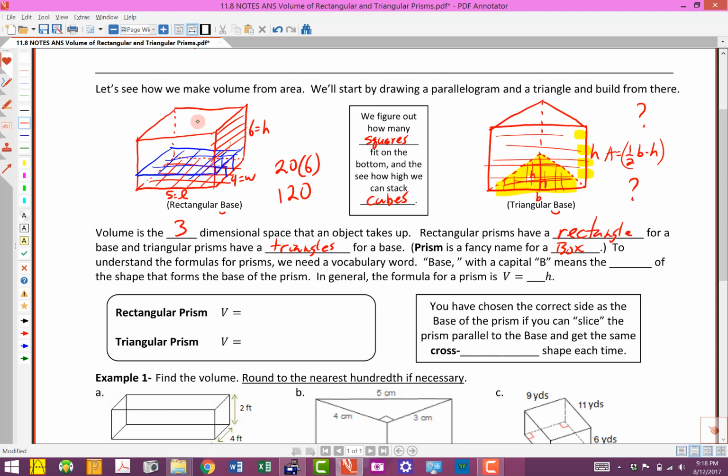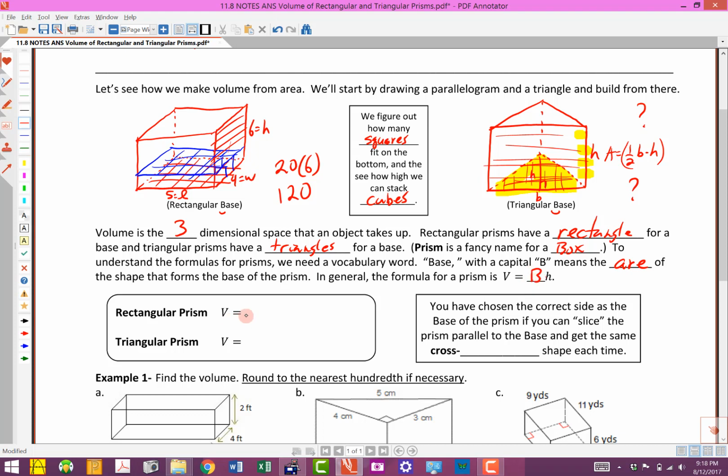That one's relatively easy. But in order to understand the formulas that I'm going to write down, we need a vocabulary word, and that vocabulary word is base. Big capital B on the front of that. Okay, so the big capital B means the area of the shape that forms the base. So in general, the formula for a prism is just this. It's just going to be a big capital B times H.